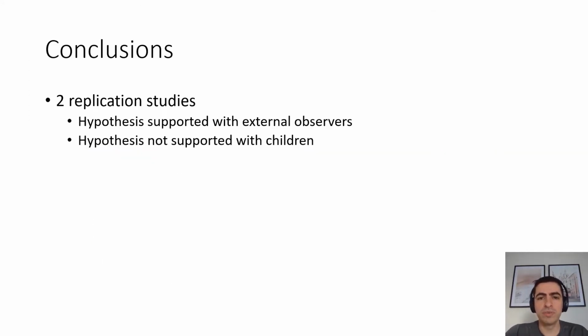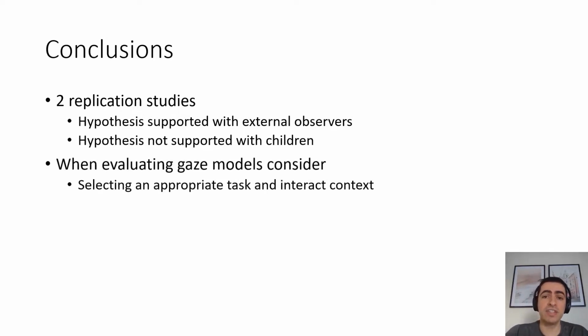To conclude, the results from the 2 replication studies reported in this paper suggest that our main hypothesis was supported with external observers, but not with children. Our findings suggest that the HRI community should take into consideration the selection of an appropriate task and interaction context that provides significant opportunities to observe the robot's behaviors.